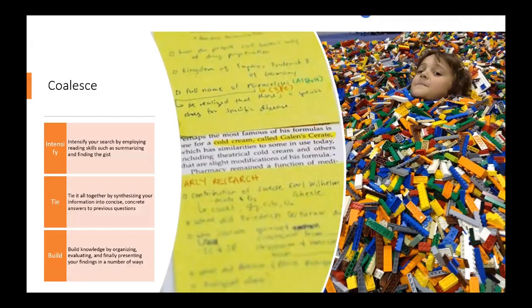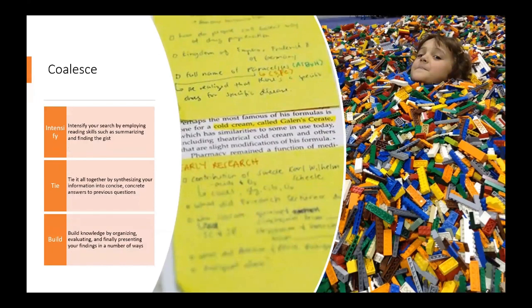Moving on from there, we get to coalescence. Coalescence is the stage in which research is compiled and evaluated to find facts which help students answer their questions. At this stage, you intensify your research by evaluating all your sources, going through and compiling them into easier to read chunks by annotating, summarizing, whatever you'd like to do. You tie it all together by synthesizing the information into a concise, concrete answer to your question.